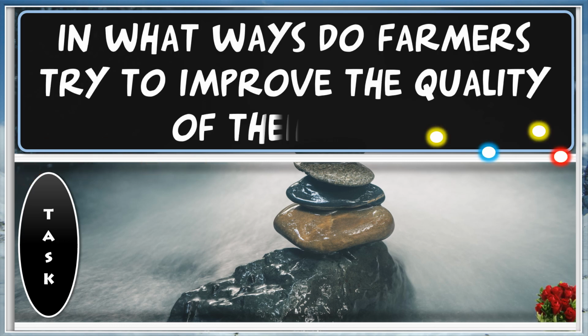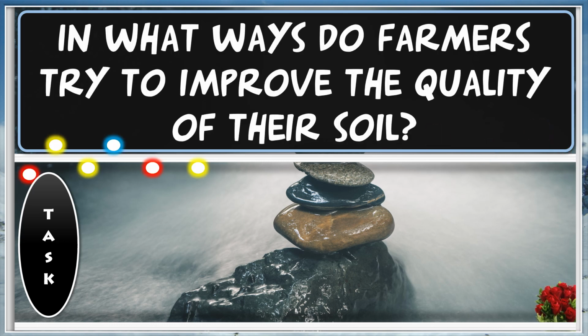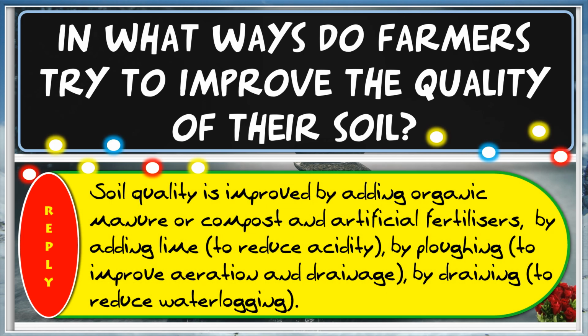In what ways do farmers try to improve the quality of their soil? Soil quality is improved by adding organic manure or compost and artificial fertilizers, by adding lime to reduce acidity, by plowing to improve aeration and drainage, by draining to reduce water logging.